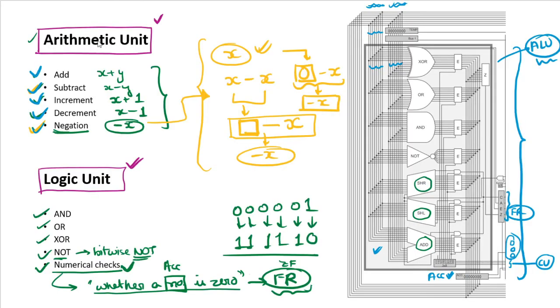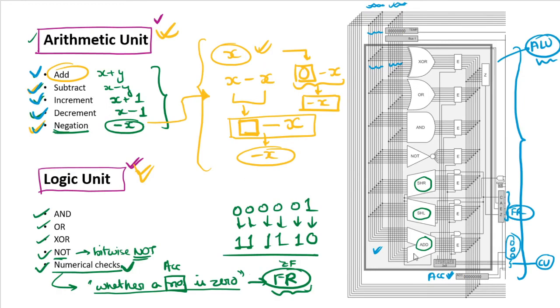We will take two examples, one from the arithmetic unit, one from the logic unit. Let's take addition from the arithmetic unit, and let's discuss what this black box actually means. Let's take two operands, operand 1 and operand 2. Let operand 1 be 0 1 1 and operand 2 be 0 0 1.